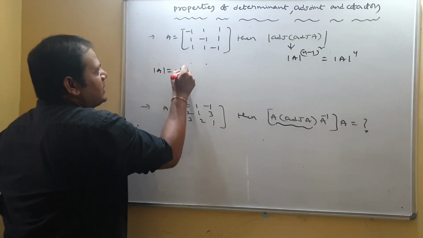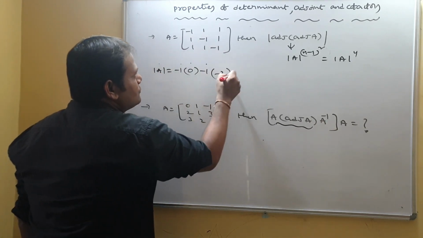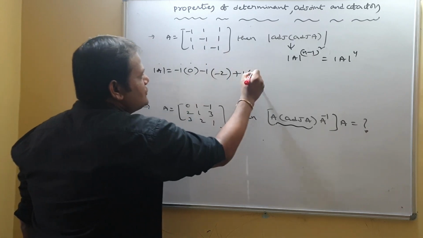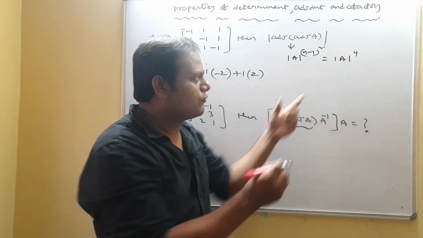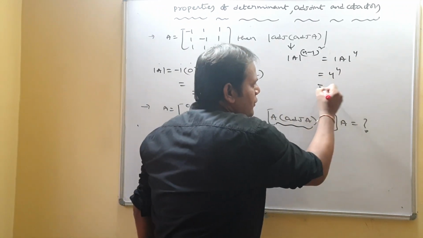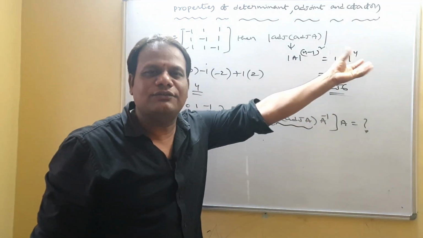So you find det A. You know that minus 1 into, what is this? It is 0. Minus 1 into, it is minus 2. Plus 1 into, it is 2. Is it? So what is this? Yes, it is 4. You put 4 here. What do you get? It is 4 power 4. What is this? It is 256, the answer to that question.